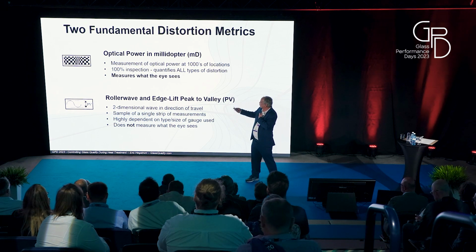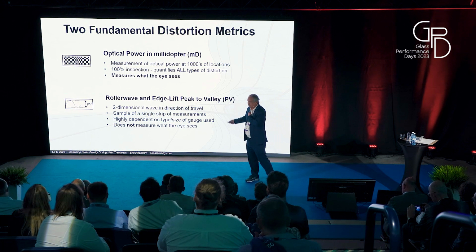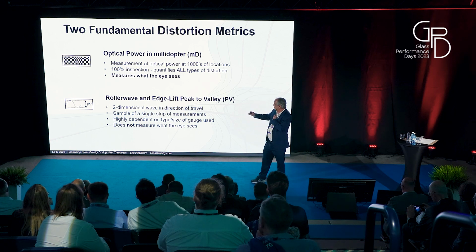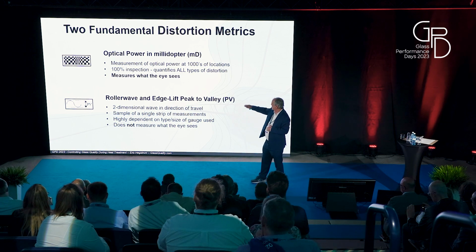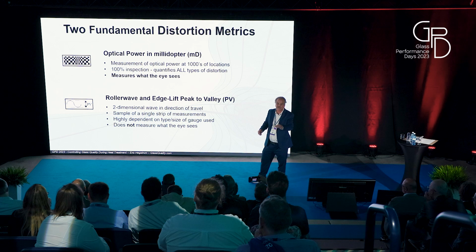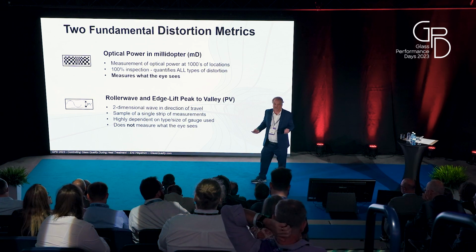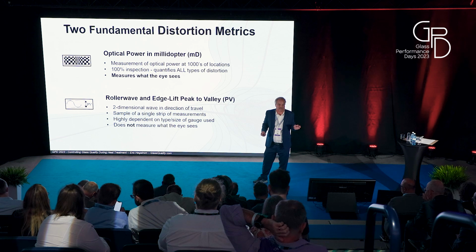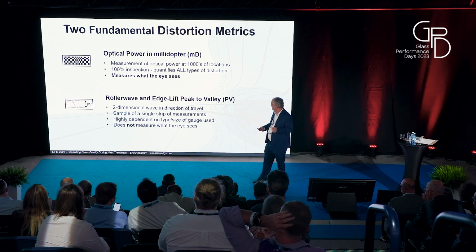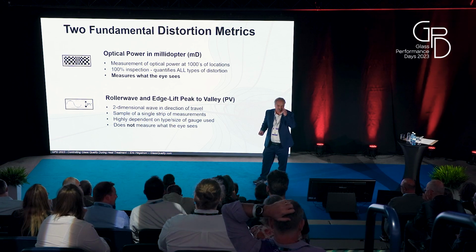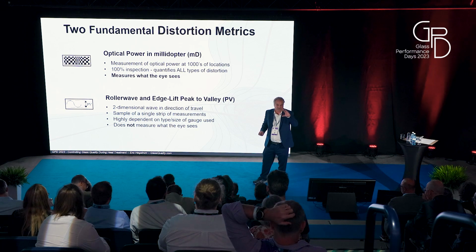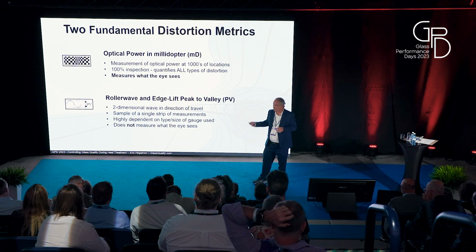When you see images get bigger or smaller in a reflected image, you're seeing the millidiopter. And then there's also roller wave and edge lift, a peak to valley measurement, which is a two-dimensional wave that's typically measured in the direction of travel coming out of the furnace. It's highly dependent on the type and size of gauge used, and we will talk about that in a minute. It does not measure what the eye sees. You do not see displacement of the glass. You see things getting bigger and smaller. You see millidiopters.